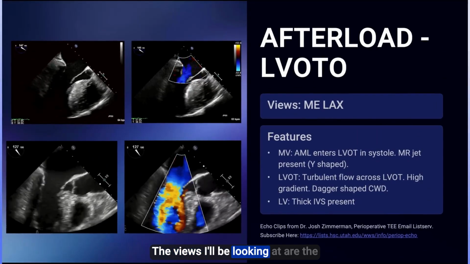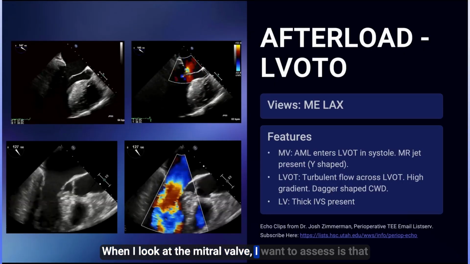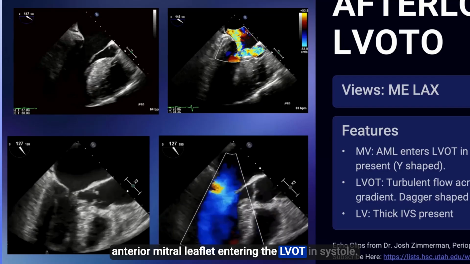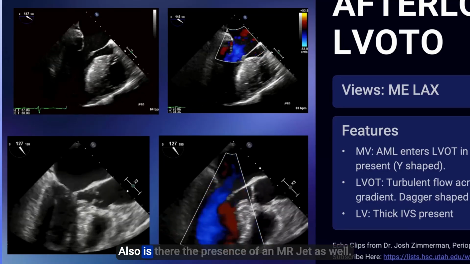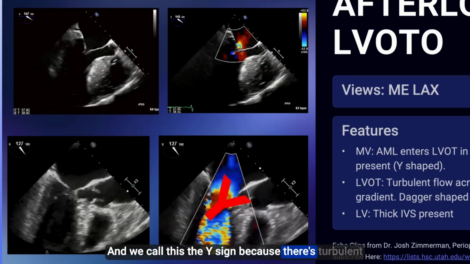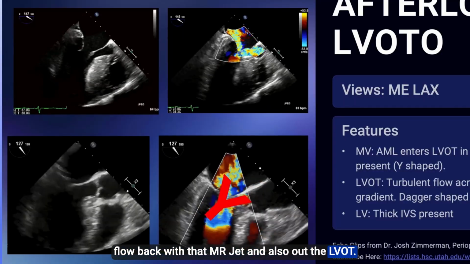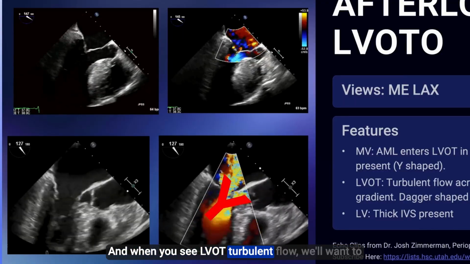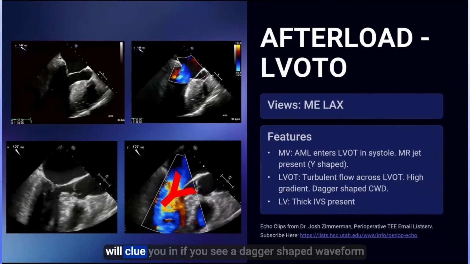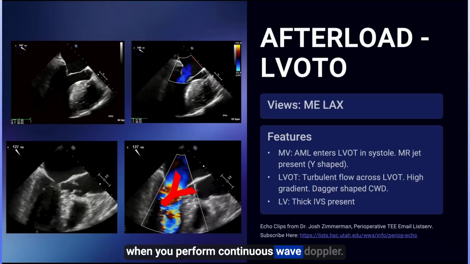The view I'll be looking at is the mid-esophageal long axis view. When I look at the mitral valve, I want to assess, is that anterior mitral leaflet entering the LVOT in systole? Also, is there the presence of an MR jet as well? And we call this the Y sign because there's turbulent flow back with that MR jet and also out the LVOT. And when you see LVOT turbulent flow, we'll want to assess to see if there's a high gradient. And also it will clue you in if you see a dagger-shaped waveform when you perform continuous wave Doppler.